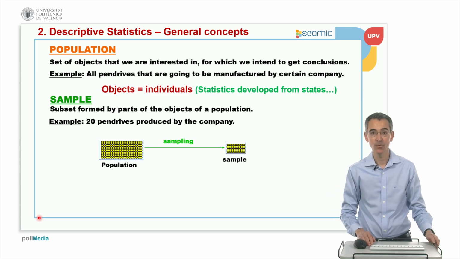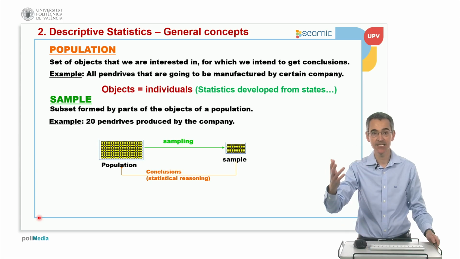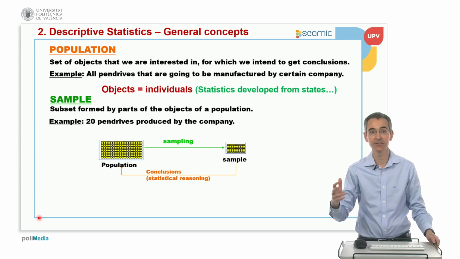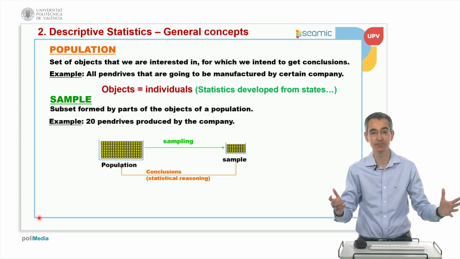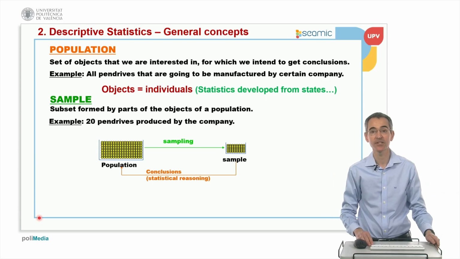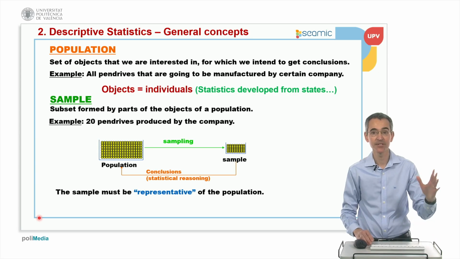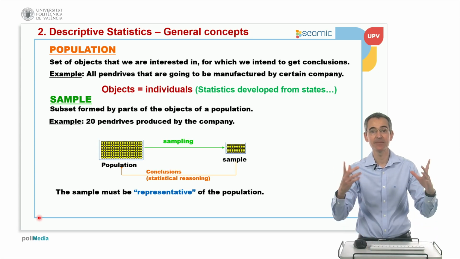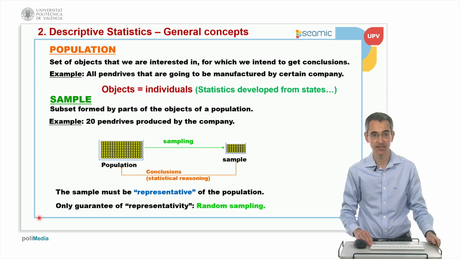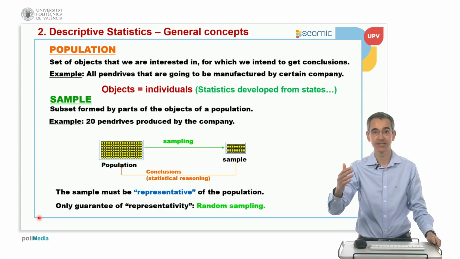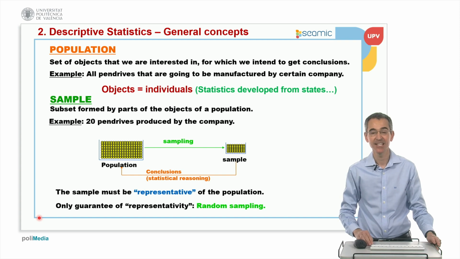So by sampling, we get by random a subset of the individuals of this population, and then by analyzing the information from this sample, we want to get conclusions about the total population. There's a process of statistical reasoning called inference that will be part of another unit of statistics. An important idea is that the sample must be representative of the total population. And the only method to guarantee this representativity is to carry out a random sampling.